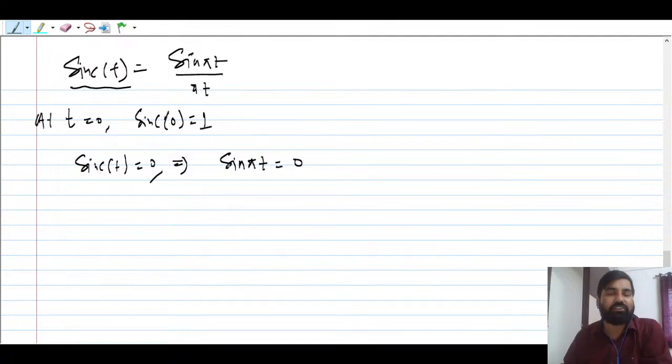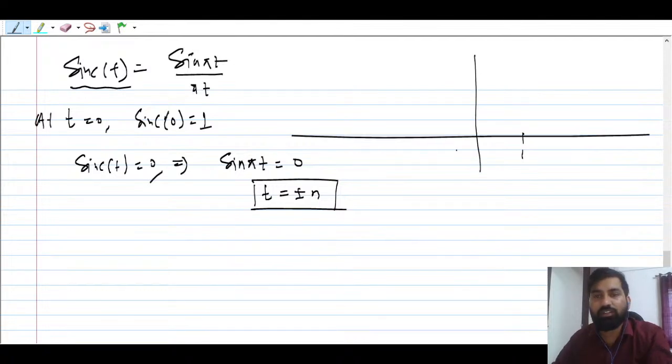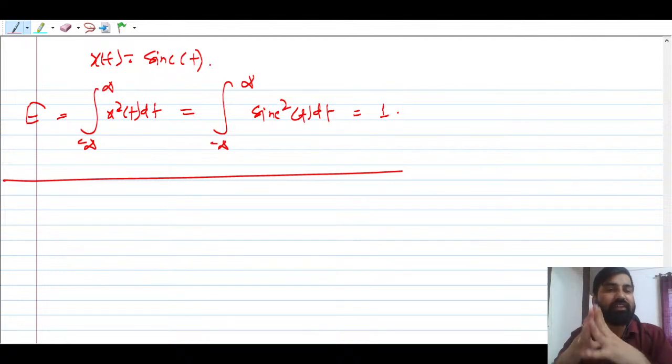So when can sine pi t be 0? When t is going to be plus minus n, plus minus an integer. n can be 1, 2, 3, anything, so n should be an integer here, remember. That is the reason we have written here this is 1 and this is -1, then 2 and -2. So think of it under sinc or sinc square t.